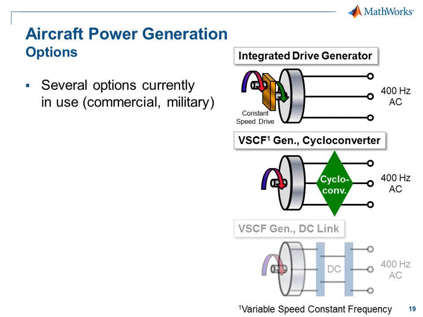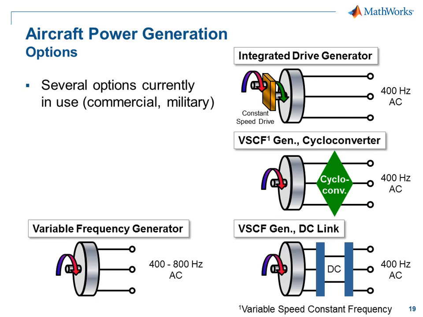There are a range of options for generating power in an aircraft. Typically, the generator is driven by a connection to the gas turbine. The turbines will rotate at a varying frequency.